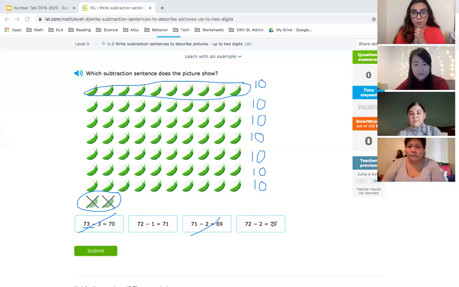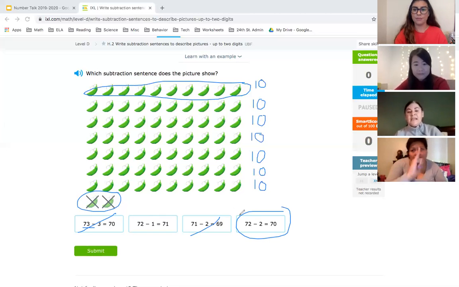So I want us to think really carefully. Which one do we think it is? Is it 72 minus 1 equals 71, or is it 72 minus 2? And when you have an idea, just put a thumb up. Ms. Hernandez, what are you thinking? I'm thinking it's going to be 72 minus 2. Okay. Because we already counted 72 snap peas altogether, and I look at the bottom, I see that they crossed out 2. So that's why it makes me think it's 72 minus 2 equals 70.